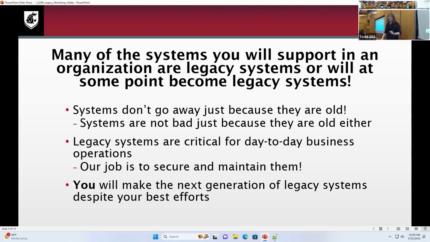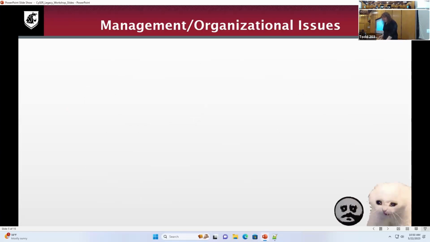Also, despite your best efforts, you will be the people that write the next generation of legacy systems. You can future-proof a system to some extent, but eventually they all become legacy systems after implementation. So it's good to understand what you're doing. I come from the social sciences side, so I want to start by talking about some of the management and organizational issues with legacy systems. Then we're going to shift to the technical issues. And then I'm going to stop yammering and give you a case study to look at.